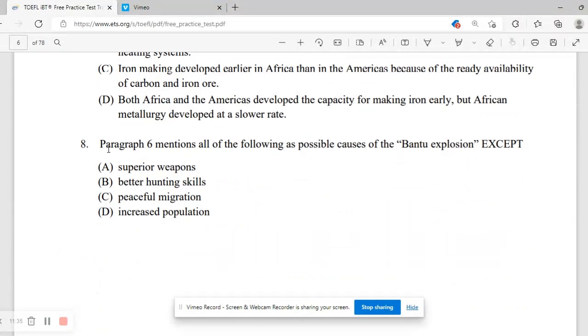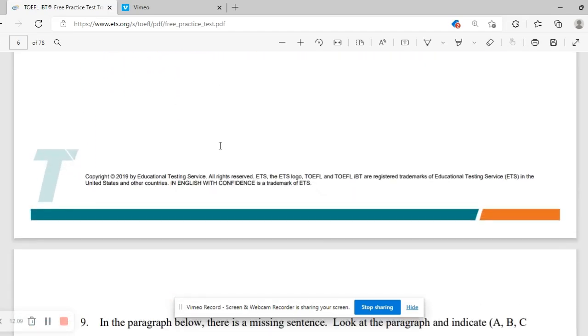So here we have number 8: paragraph 6 mentions all of the following as possible causes of the explosion, except. Here is the interesting thing. We have except. I have mentioned that if except or not is added to the questions given on the test, that means these questions are going to be negative factual information type questions. Okay, so let's go to number 9.